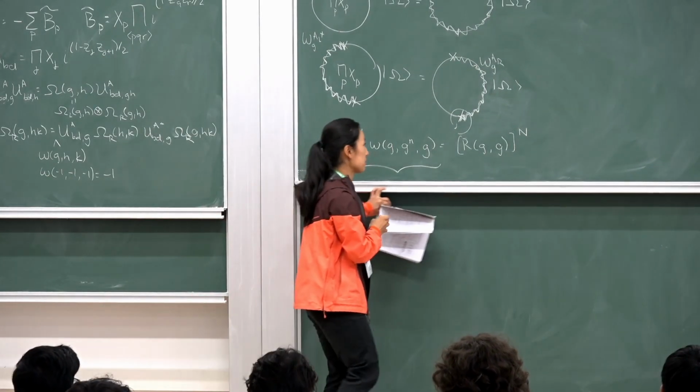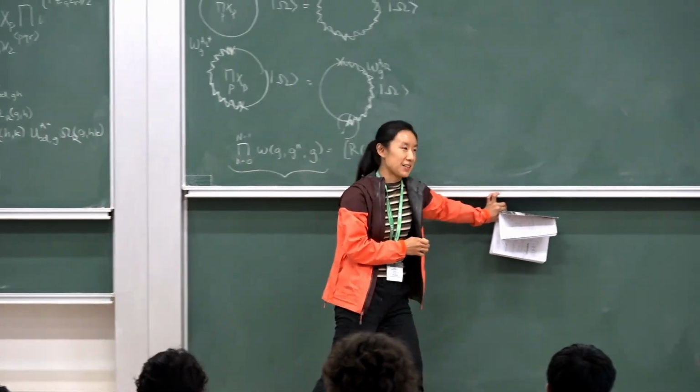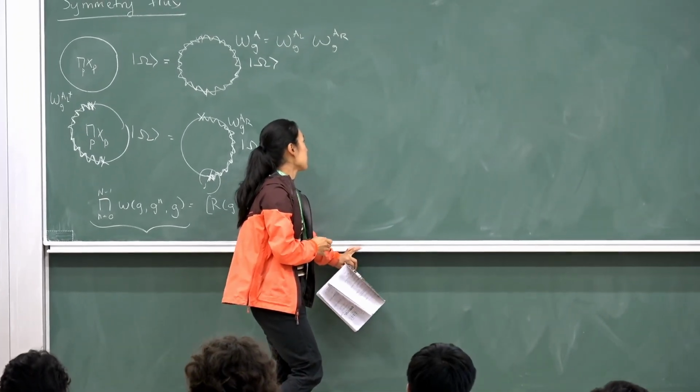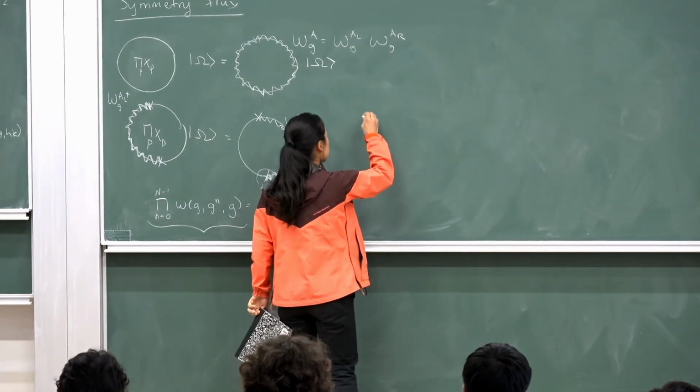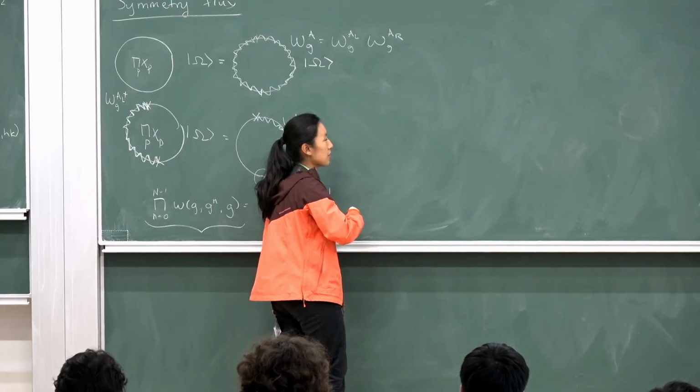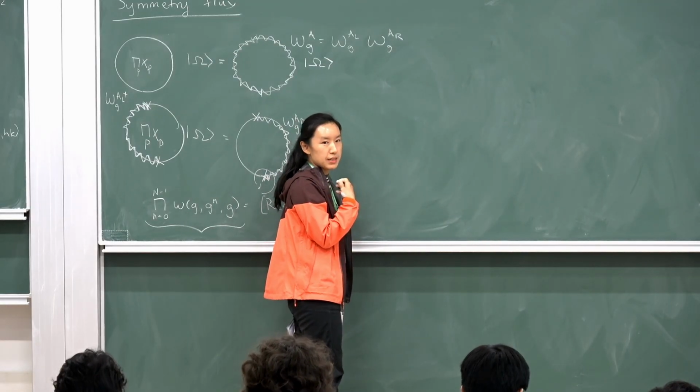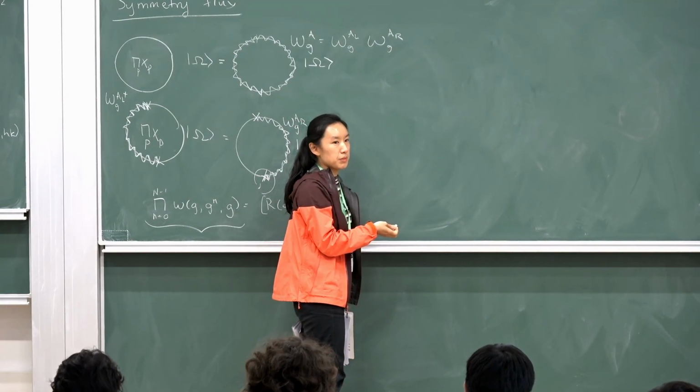So the heptagon equation, many of you are familiar with the hexagon equation. The heptagon equation is roughly the same as the hexagon equation, but it has an additional step because the symmetry fluxes come with the bulk symmetry action.